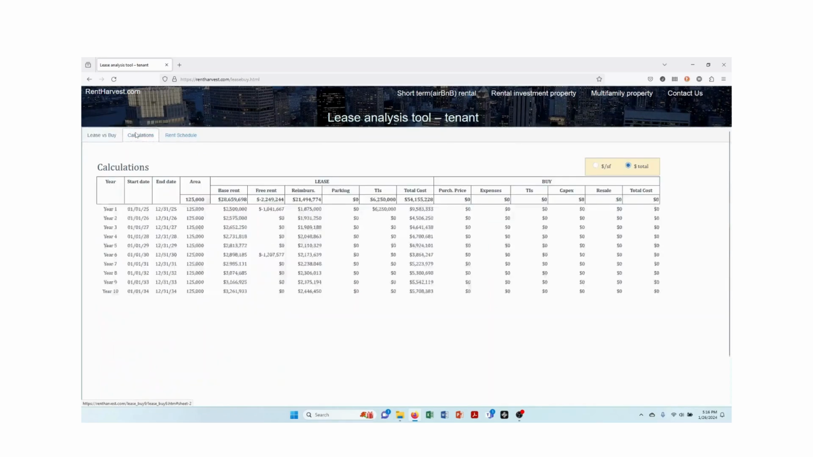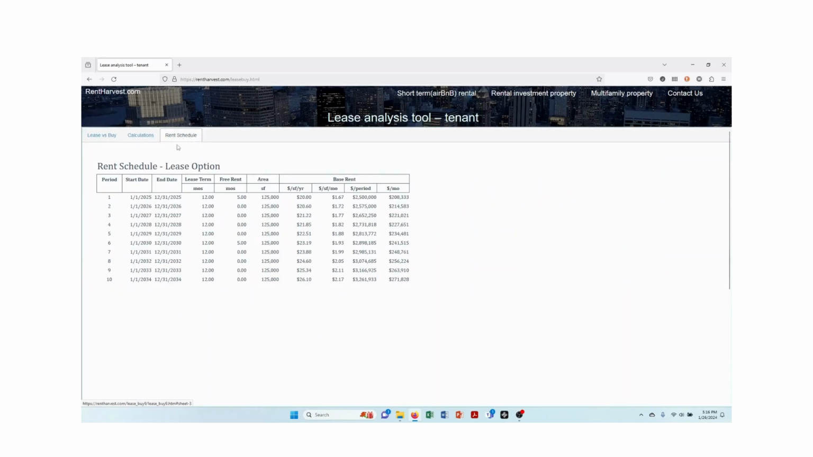Let's quickly review some other outputs. On the calculations page, we have this table that nicely summarizes all the components of the lease, including base rent, free rent, expense reimbursements, parking costs, and tenant improvements. Another cool feature allows you to toggle between two output options. And then lastly, we have the rent schedule. This is handy to review all of your assumptions to make sure that you did things correctly.